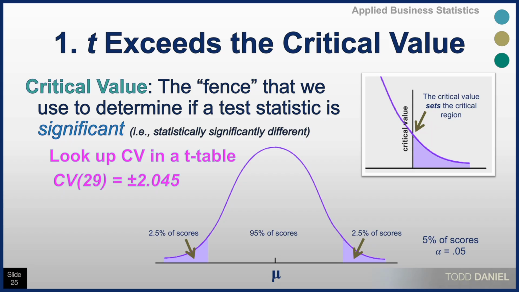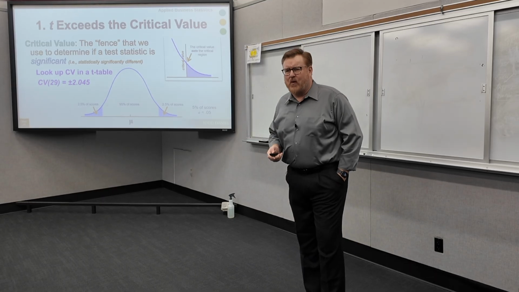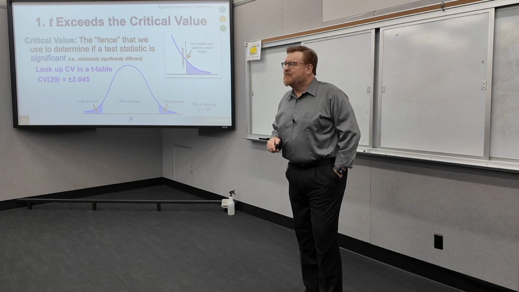We will look up our critical value in a table, or we'll use software to generate that critical value. Anytime we get a test value that exceeds the critical value, it's in the region of rejection, and we'll say it is statistically significant. Now that's a statistical way of thinking about that, but let me see if I can do better.